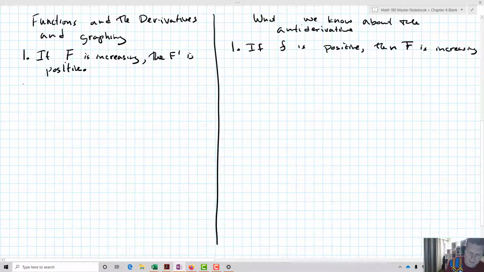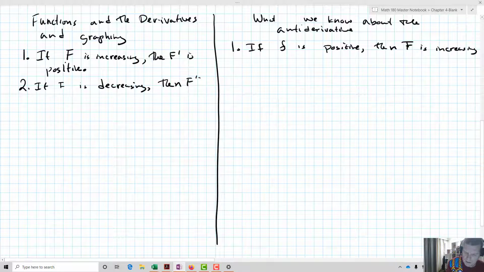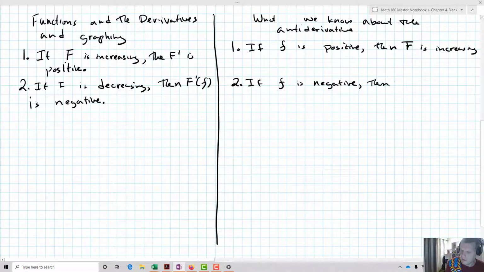And we have the alternative, which is if big F is decreasing, then F prime, which is our little f, is negative. And so we could say the other way around, if little f is negative, then big F is decreasing. Great. So that's actually going to be really important.